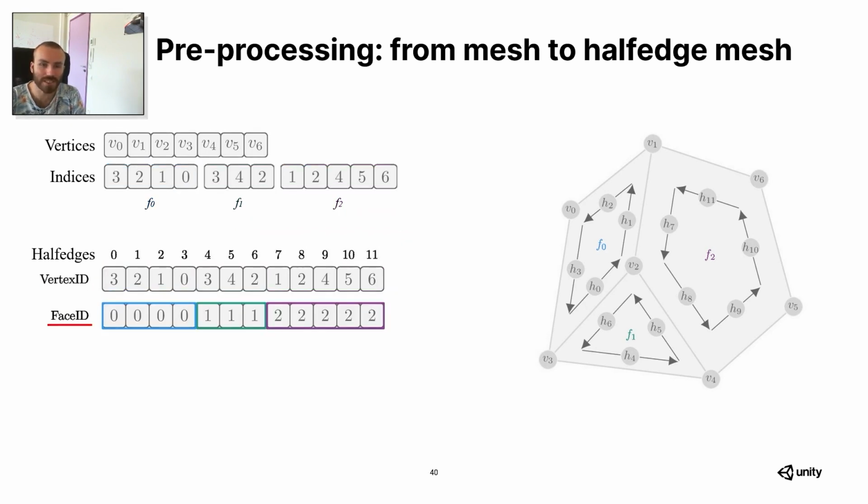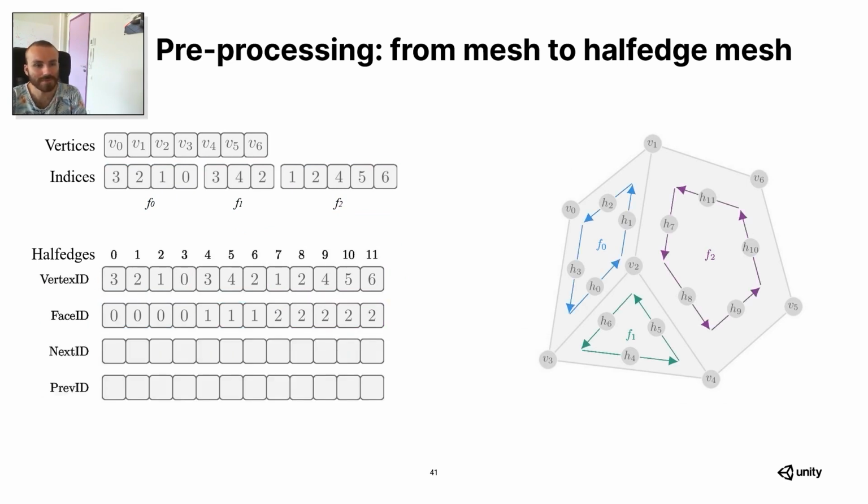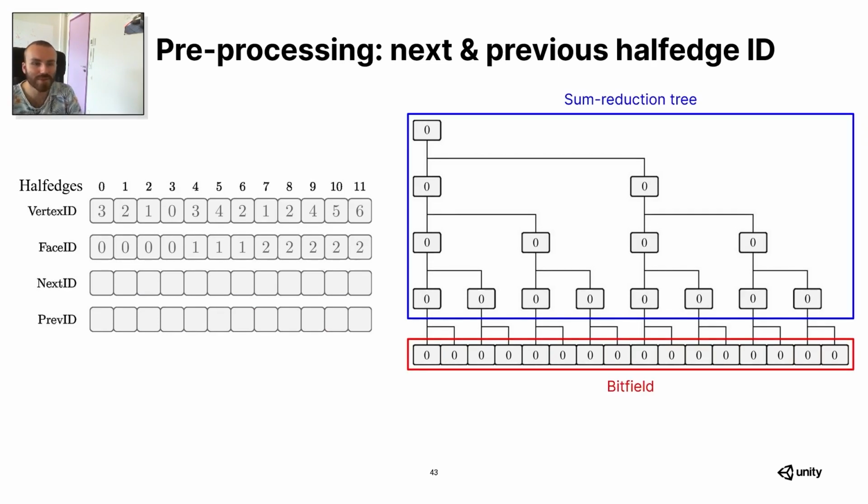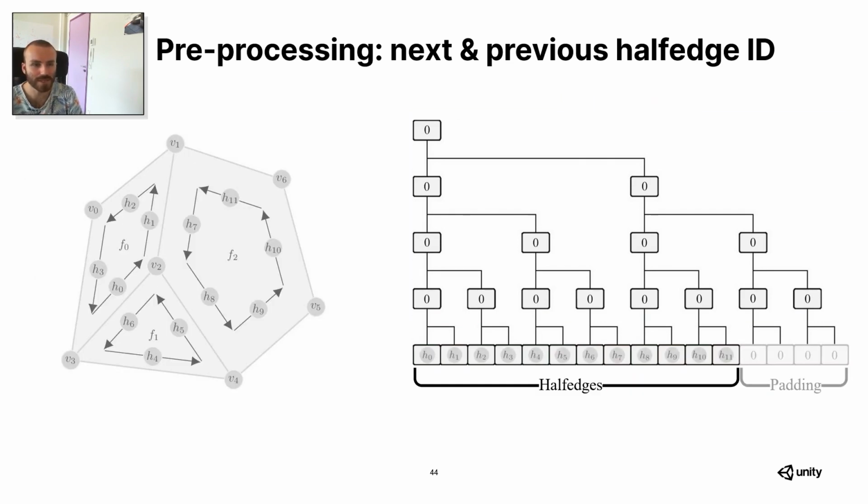The first of these additional values is the face operator, which we can also directly infer from the source mesh data. Then we have the next and previous operators, and I will show you how to compute them in parallel. To do so, we're going to use a bit field. This bit field is shown here in red, and we associate it with a sum reduction tree in blue.